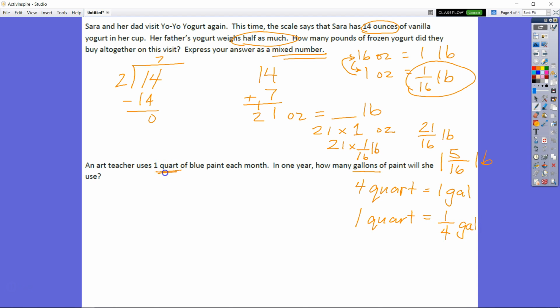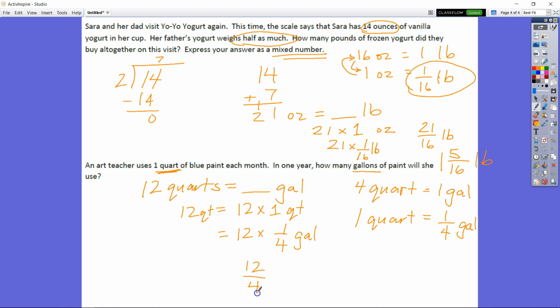All right. Remember, quart sounds very close to quarter, right? It's 1/4 of a gallon. We know that she uses 12 quarts, because 1 quart each month would be 12 quarts. 12 quarts equals how many gallons? So 12 quarts equals 12 times 1 quart, and that's equal to 12 times 1/4 of a gallon, and that's equal to 12/4 of a gallon.